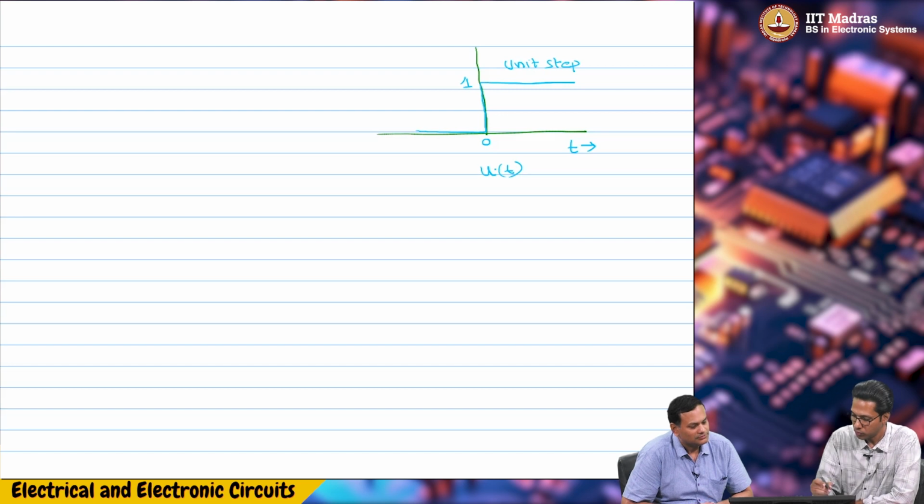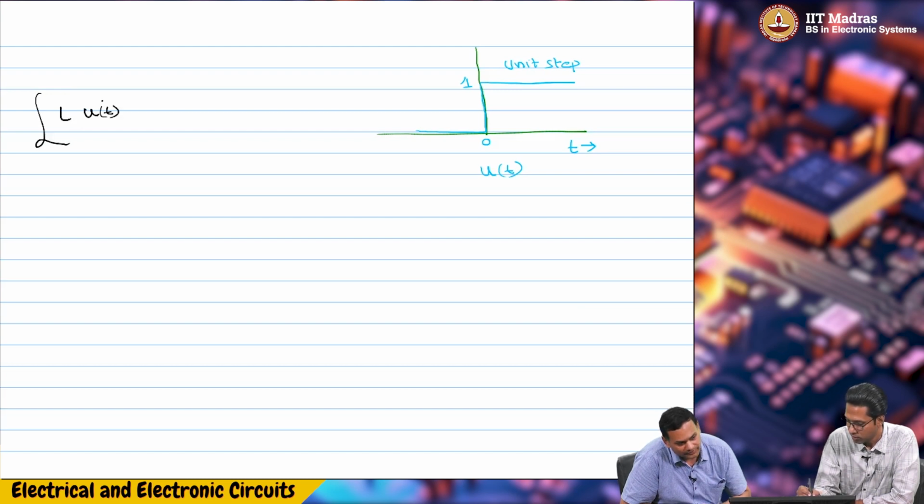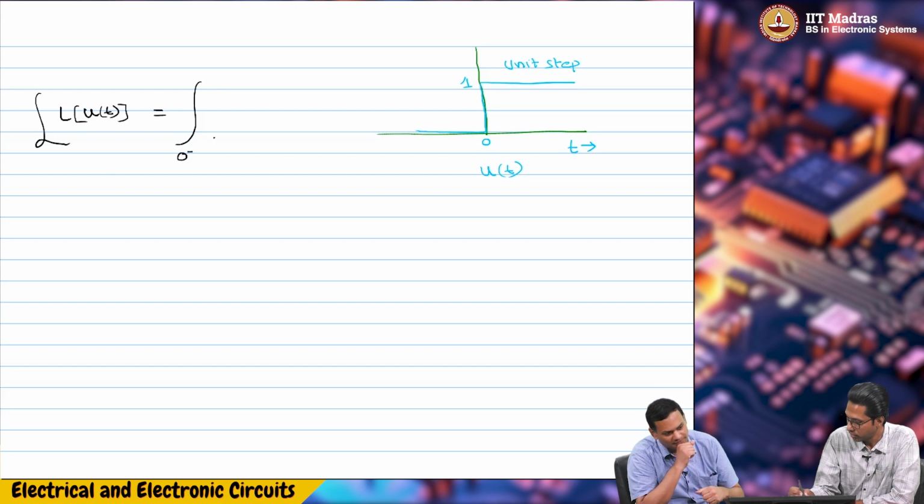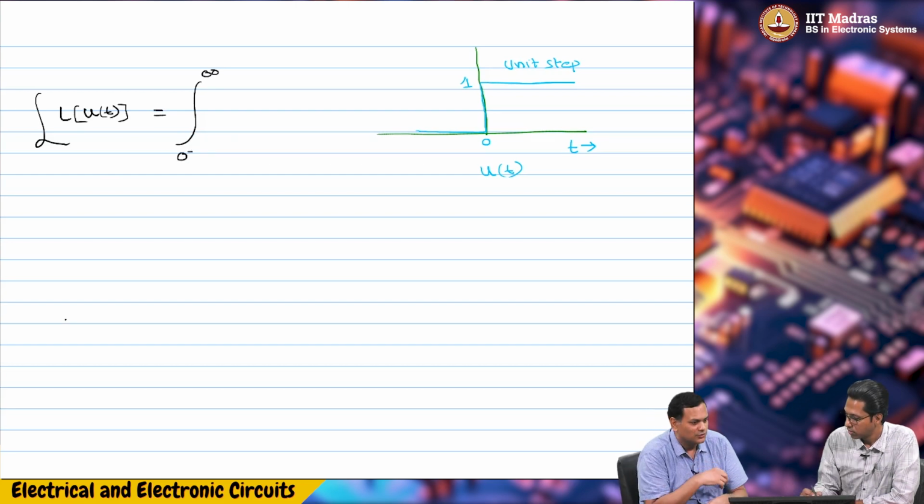Okay. So if I have to find out the Laplace transform of this, what we are saying is we want to find the Laplace transform of u of t. So you have to take the function, and integrate from 0 minus to infinity the function multiplied by e power minus st dt. So f of t here is u of t, e power minus st dt.